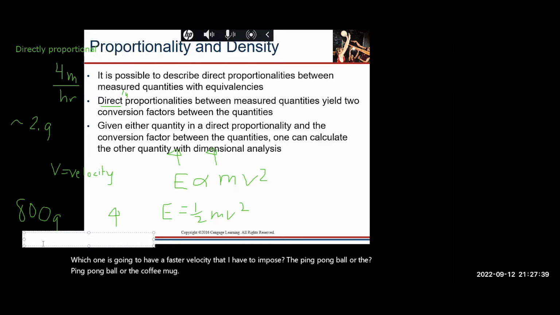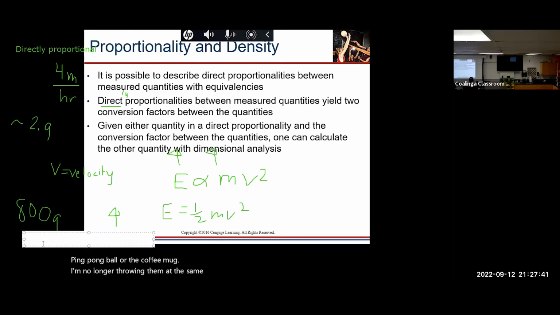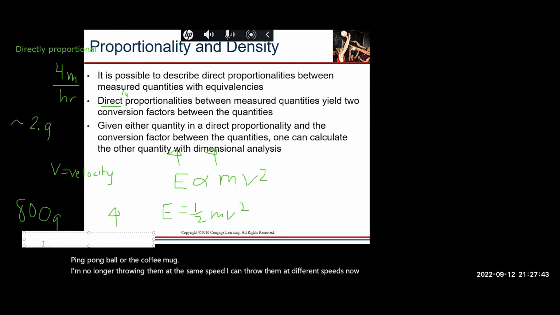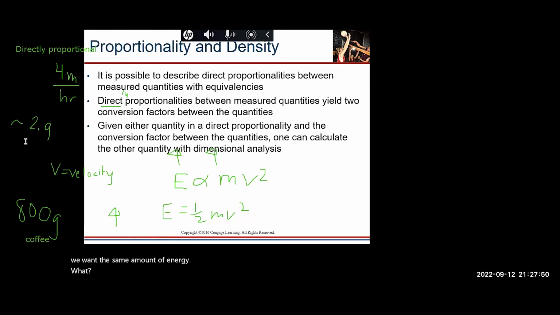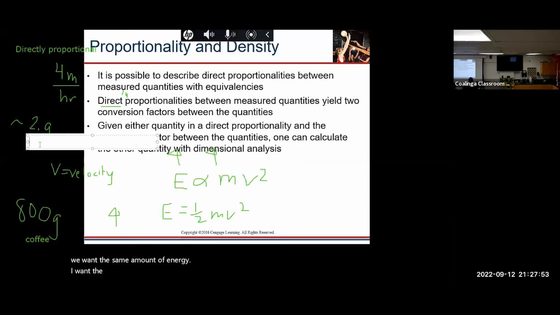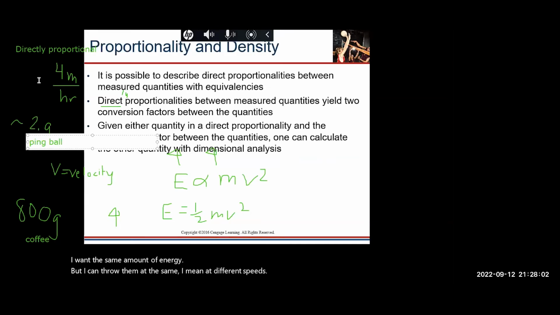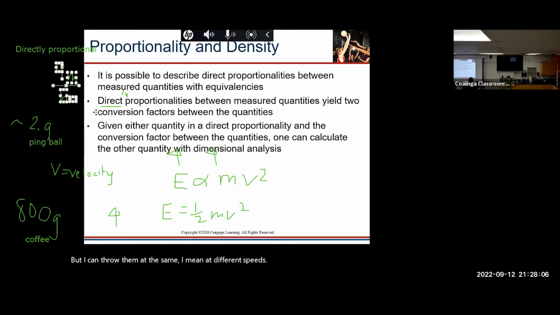You're throwing them both at the same speed, though. No, I'm no longer throwing them at the same speed. I can throw them at different speeds now. We want the same amount of energy, but I can throw them at different speeds. So we have different speeds for them, right? So we're going to have different velocities.